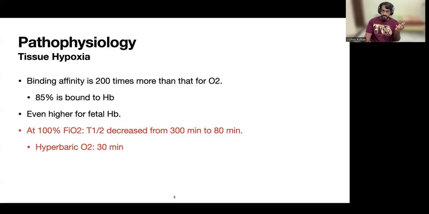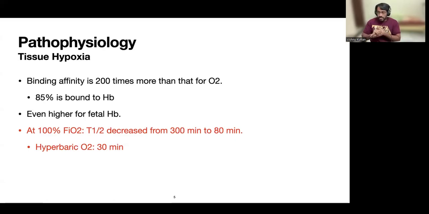We have been learning it right from our small classes, that the binding affinity of carbon monoxide is much more than that of oxygen. So it binds to hemoglobin, and it binds more readily to hemoglobin in the deoxygenated form. It has an affinity about 200 times that of oxygen, and an even higher affinity for fetal hemoglobin, which makes the fetus highly susceptible to carbon monoxide poisoning, which has an effect that we talk about later in the treatment.